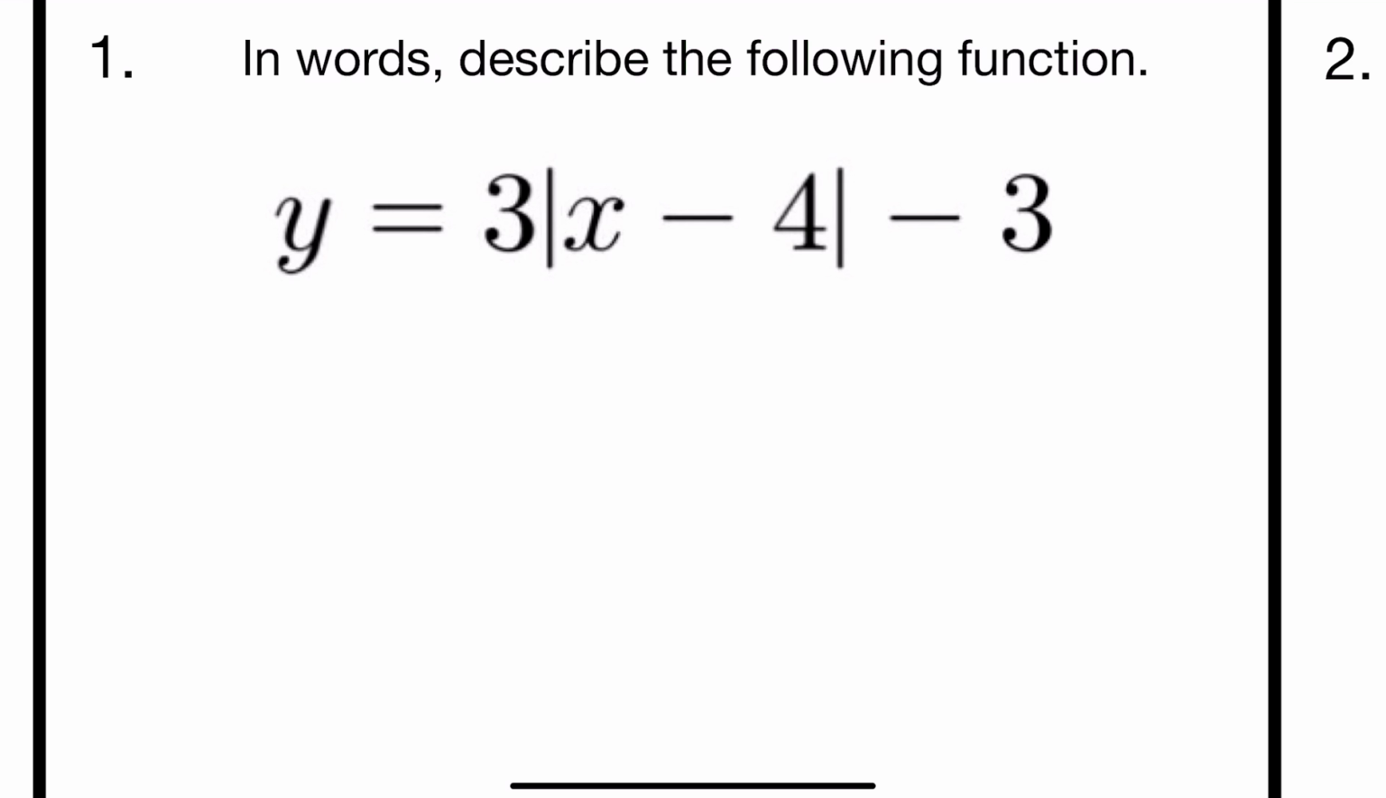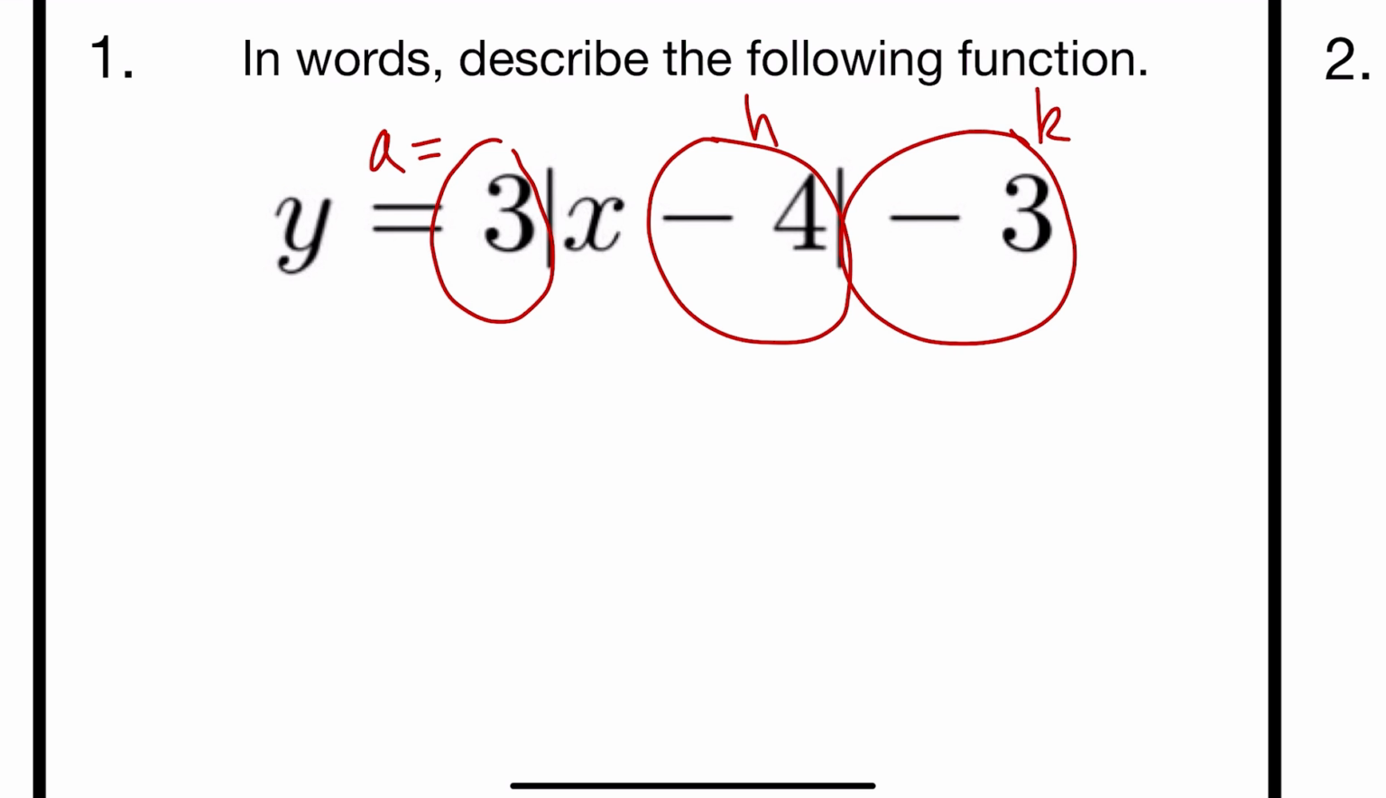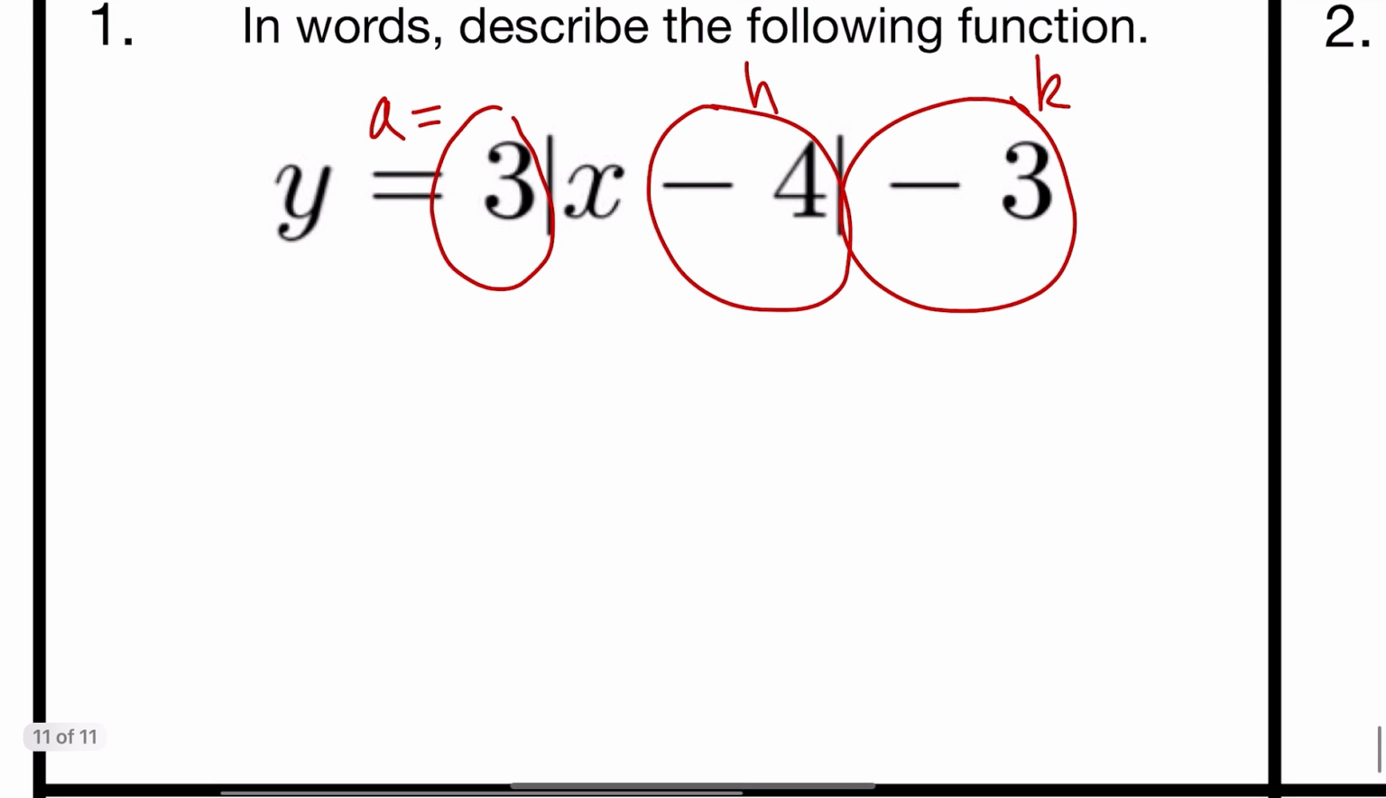So let's see. We need our A, our H, and our K, just like usual. Our A is going to be 3. Our H is going to be -4. And our K will be -3. Okay, so we're going to use those to write a sentence or two about what is going to happen to this function. We're going to start with A first.